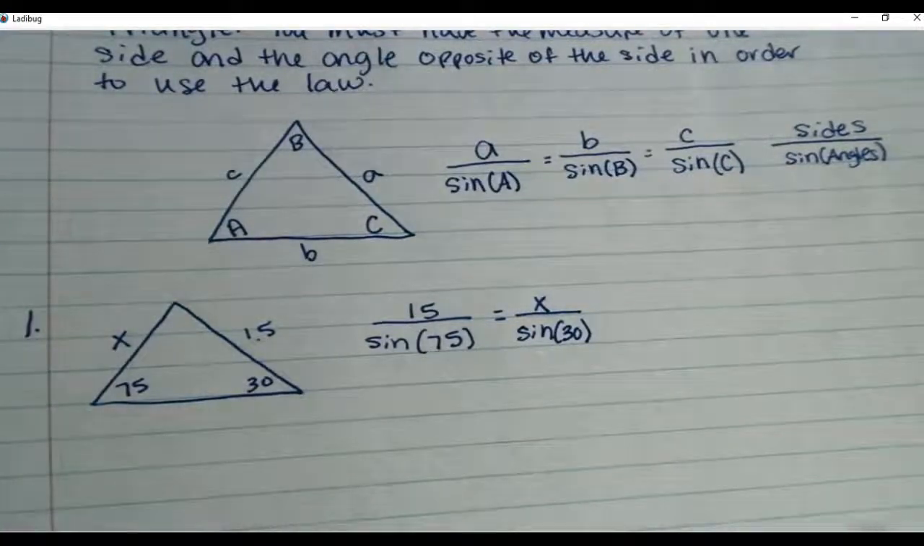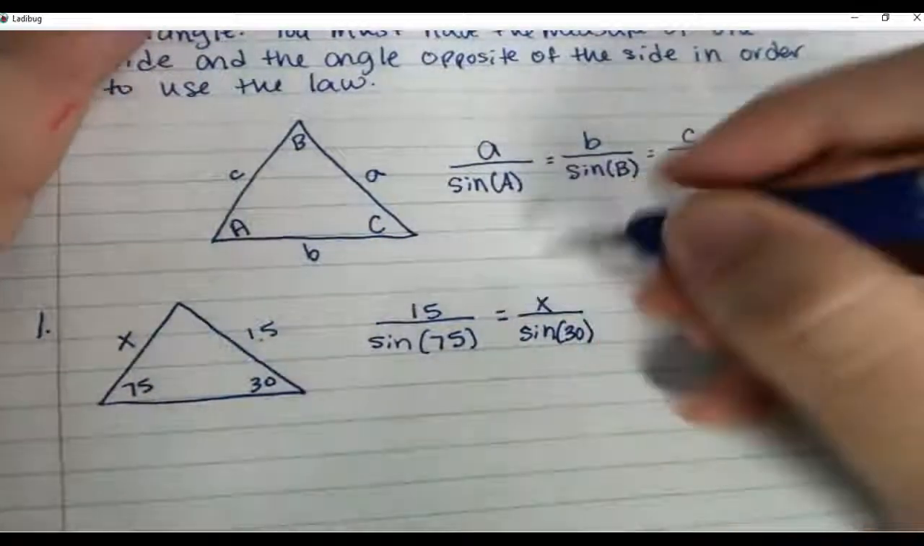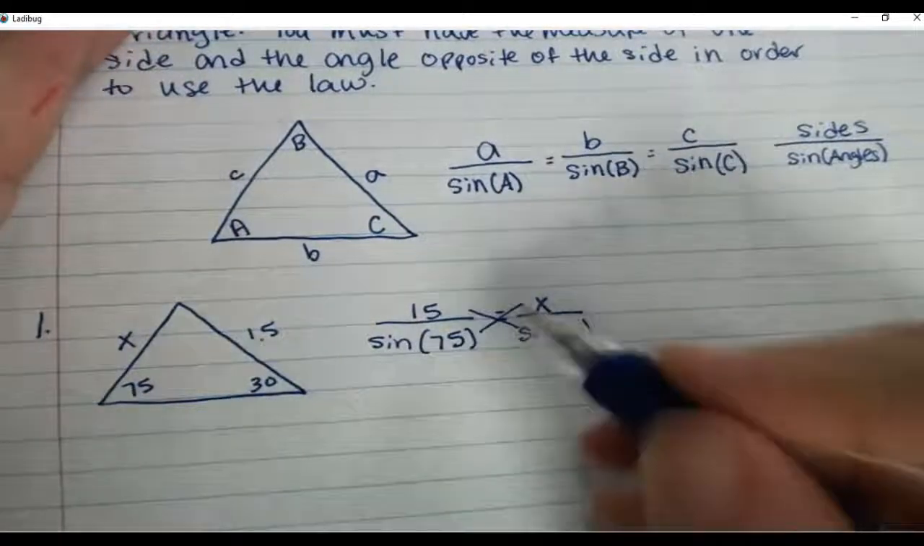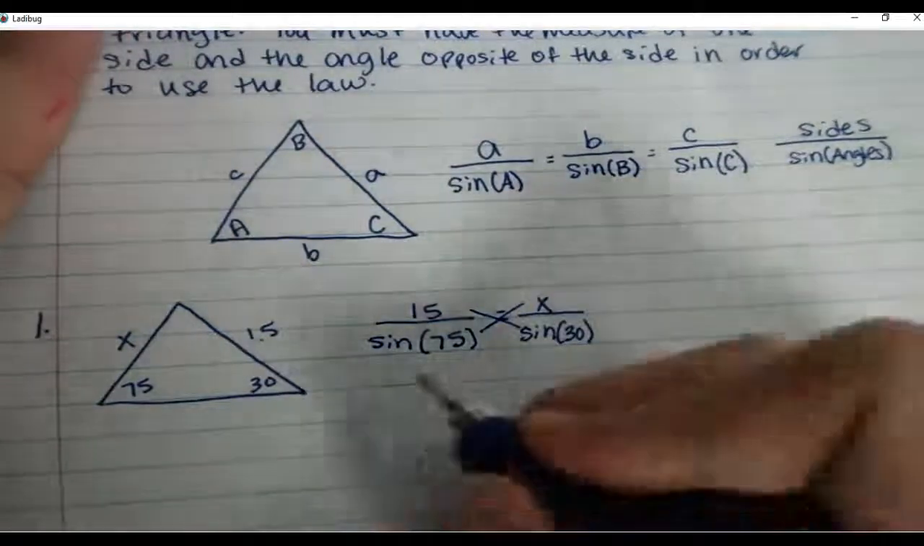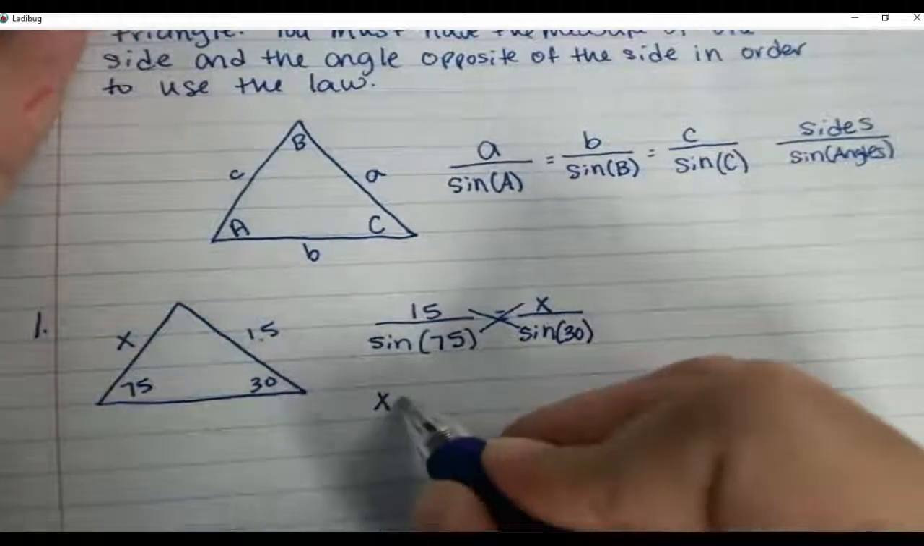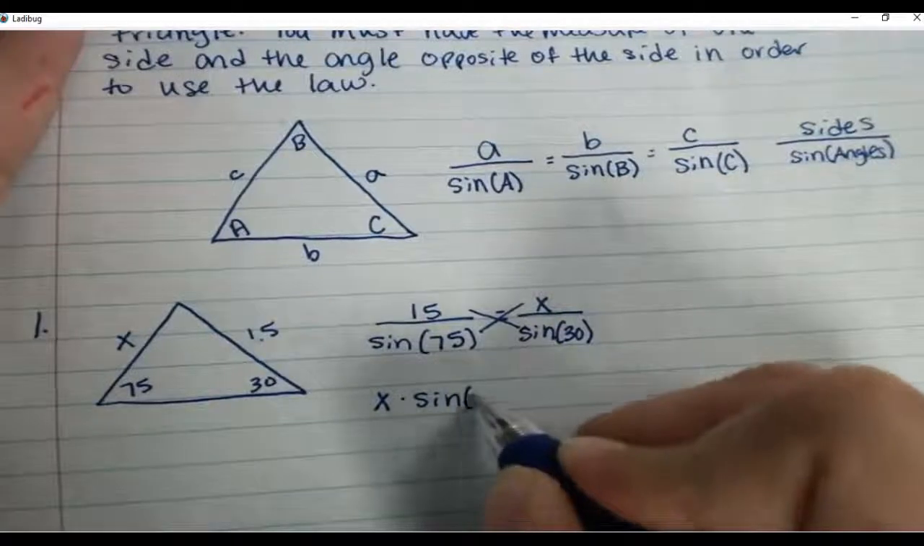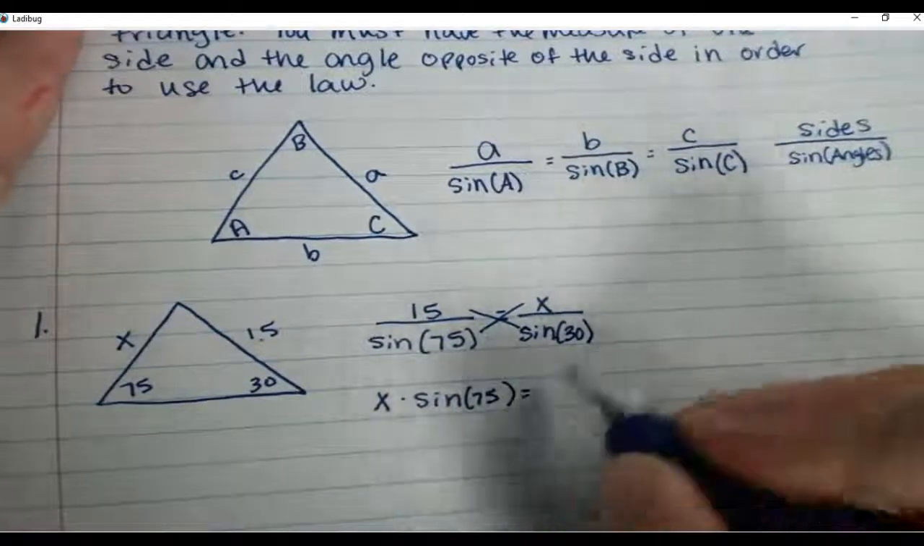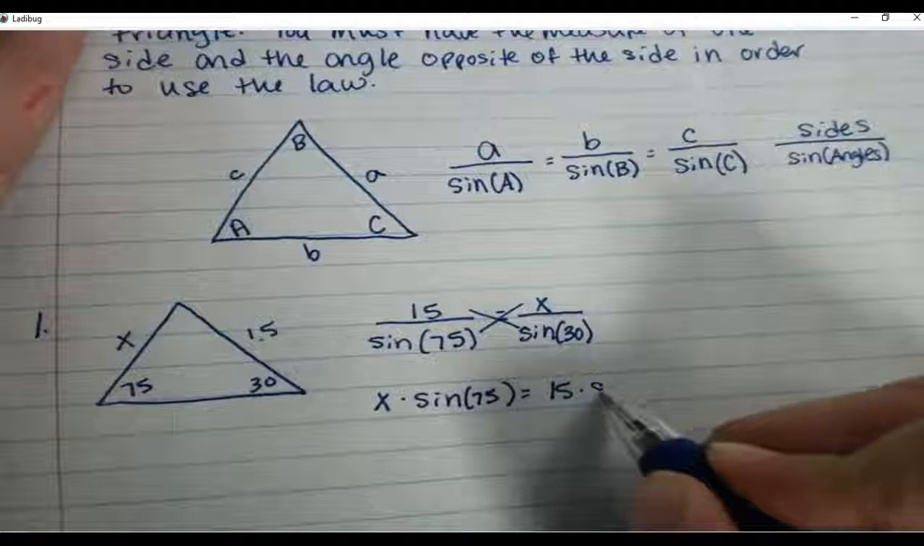Questions? Does anybody remember how to solve a proportion like this? Yeah, we just cross multiply. That'll give me X times sine of 75 equals 15 times sine of 30.